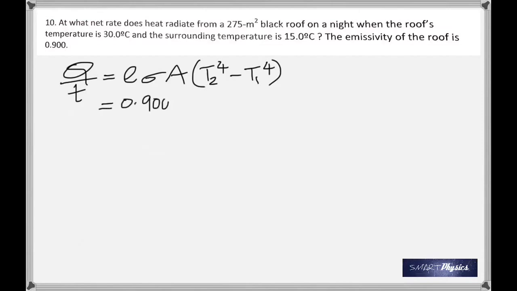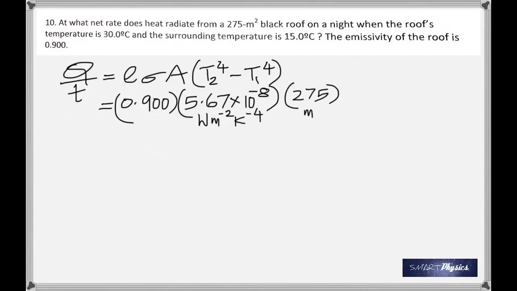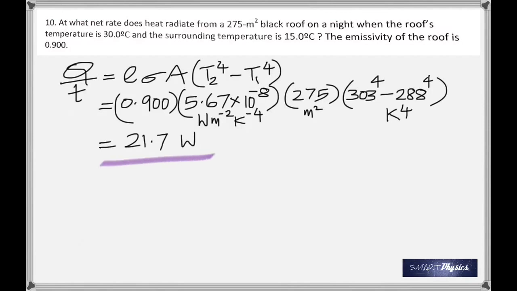In this case, emissivity is 0.9. Sigma is 5.67 times 10 to the negative 8. Those are the units of sigma. The area, 275 meters squared, is the area of the roof. Remember that temperature must always be in Kelvin whenever you use this formula, because you're not dealing with a difference in temperature. Do not forget that. Temperature has to be in Kelvin. So you get 21.7 watts.